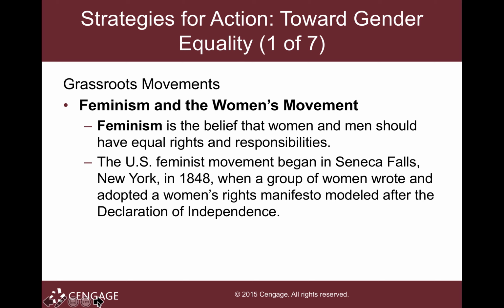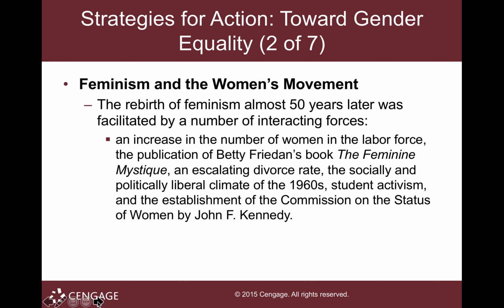The U.S. feminist movement began in Seneca Falls, New York in 1848 when a group of women wrote and adopted a women's rights manifesto modeled after the Declaration of Independence. The rebirth of feminism almost 50 years later was facilitated by a number of interacting forces: an increase in the number of women in the labor force, the publication of Betty Friedan's book The Feminine Mystique, which is a great book, an escalating divorce rate, the socially and politically liberal climate of the 1960s, student activism, and the establishment of the Commission on the Status of Women by John F. Kennedy. All these things help propel feminism and the feminist movement.